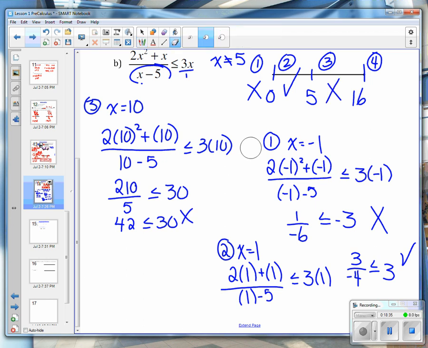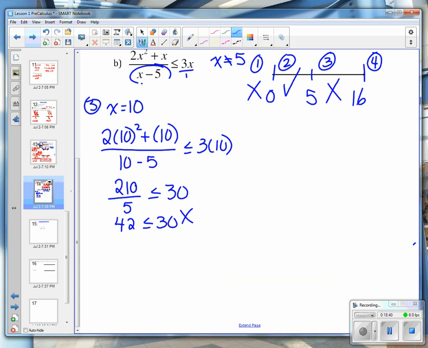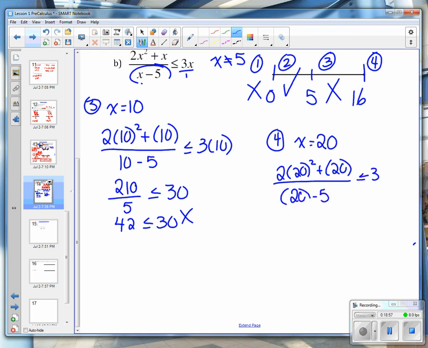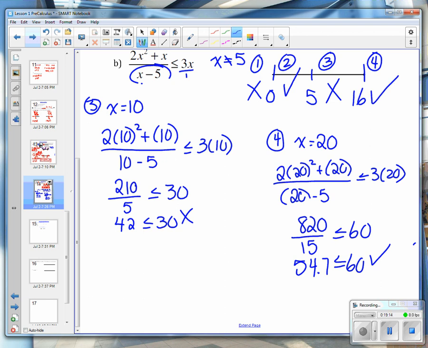And then our last one, thank goodness, is number 4. So we're looking for a value that is greater than 16. I chose 20. You can choose whatever you want. 2 times 20 squared plus 20, all divided by 20 minus 5 less than or equal to 3 times 20. So when you evaluate that, it's going to be 820 over 15 less than or equal to 60, and that is about 54.7, which, yes, is going to work. So that is also a solution.